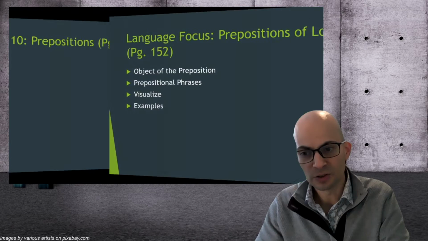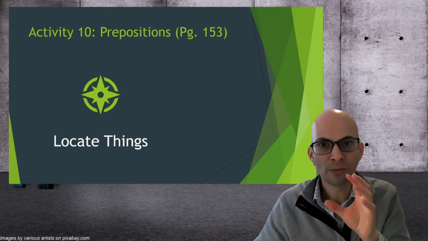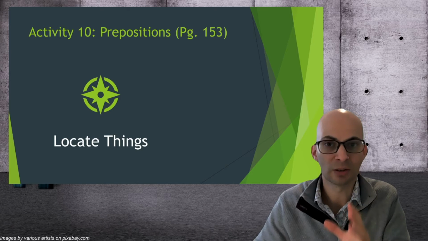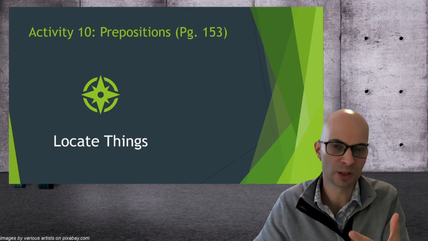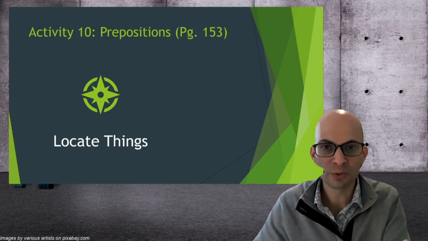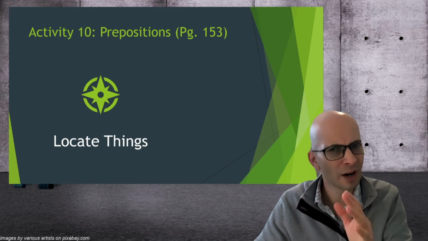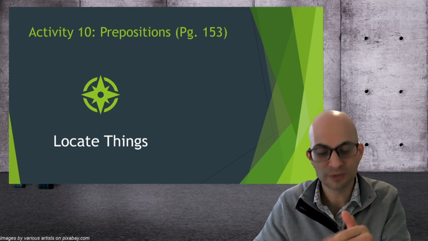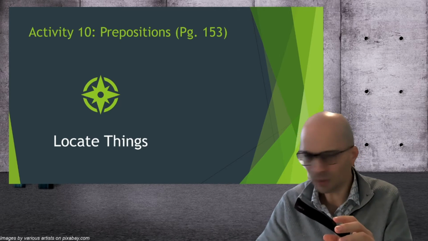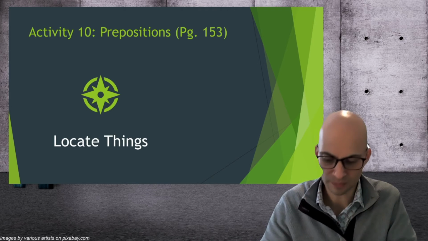So, jumping over to activity 10, we want to write some sentences about location. Now, it asks you to do a classroom. We're not in a classroom. So look around your bedroom or your study room or your dorm room, your library, wherever you are right now, watching this video and reading your book. Look around. What do you see? Write some sentences based on location.